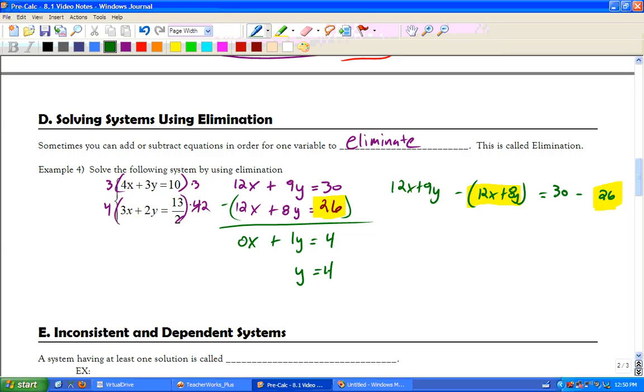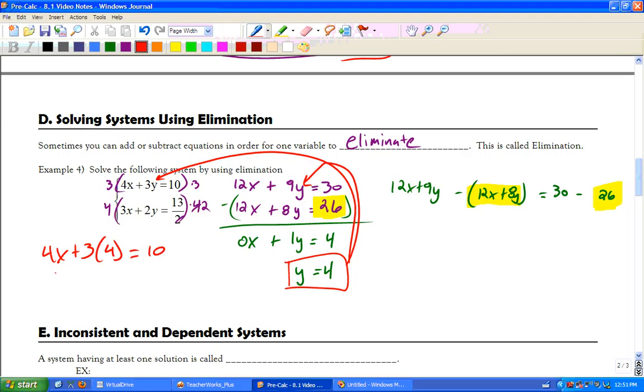Once we have y equals 4, we're going to go back and substitute in to come up with our other variable. It doesn't matter which equation. You can even go back to the originals. In fact, that's what I'm going to do just because it's a little smaller. 4x plus 3 times 4 equals 10, which means 4x plus 12 equals 10, which means 4x equals negative 2, which means x equals negative 1/2.